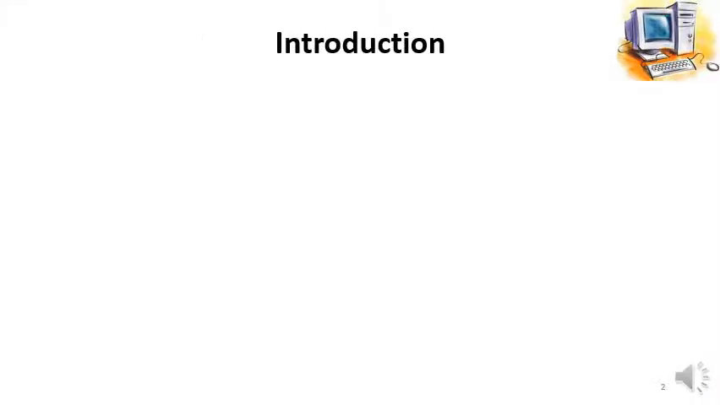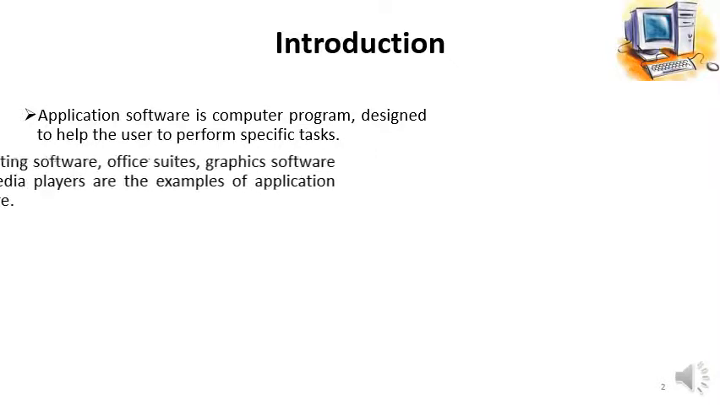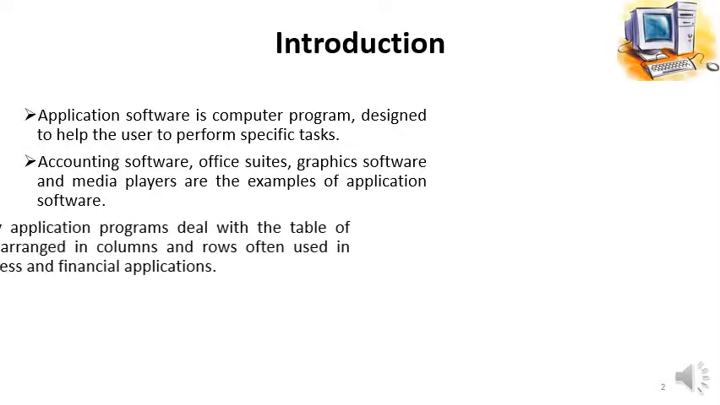Okay, first of all, introduction. Application software is a computer program designed to help the user perform specific tasks. As we know, there are two types of software, that is system software and application software. System software is used to operate the computer's hardware, while application software is used to help the user perform any specific task. Accounting software, office suites, graphics software and media players are examples of application software.